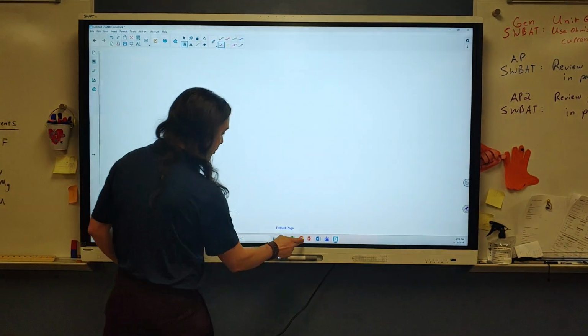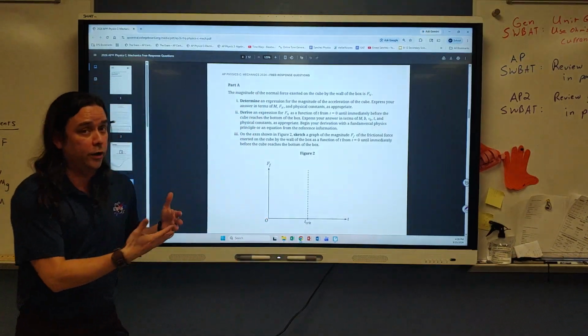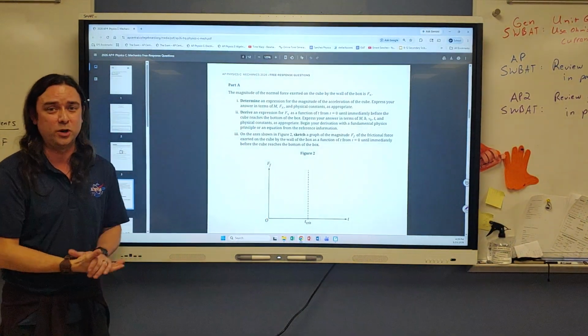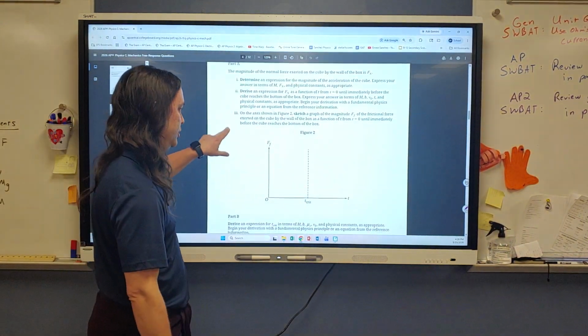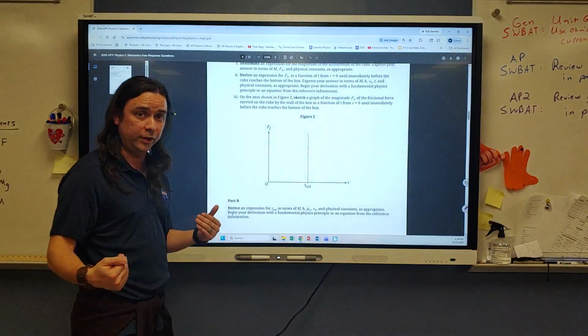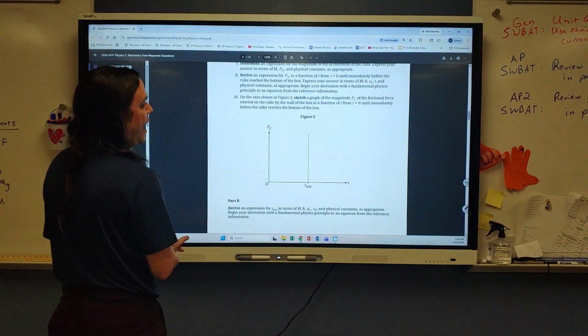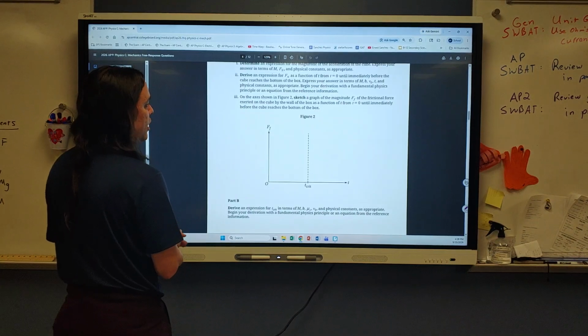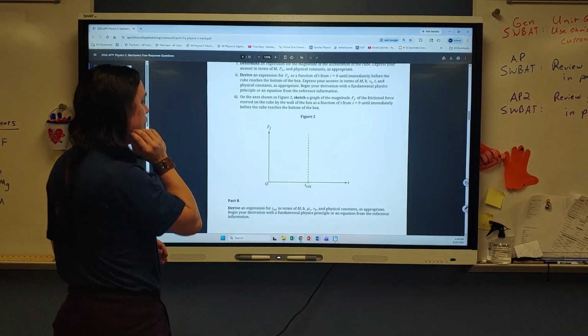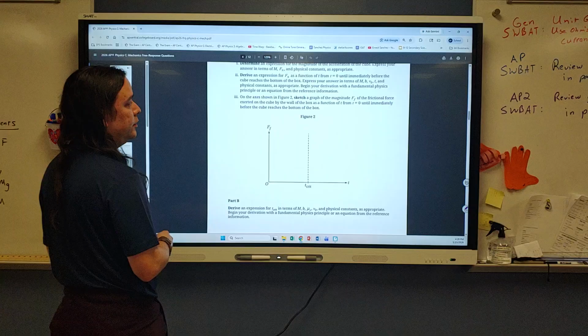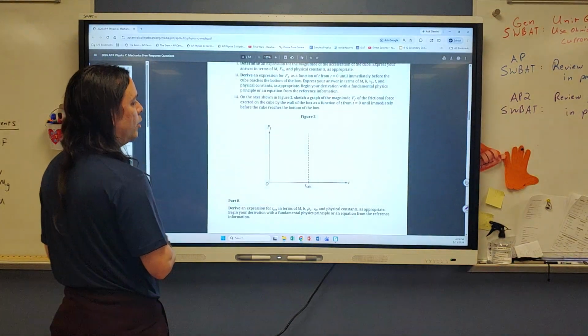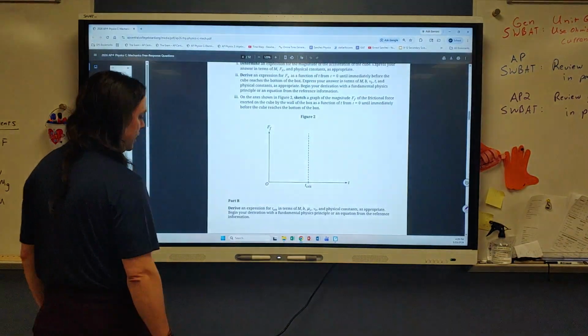Okay, the next part. That took a lot, but this is one of the most complicated things that's going to show up on the exam. Usually the differential equations are, so hopefully this gave you some insight into it. On the axes shown in figure 2, sketch a graph of the magnitude of the frictional force exerted on the cube by the wall of the box as a function of time t from t equals 0 until immediately before the cube reaches the bottom of the box.